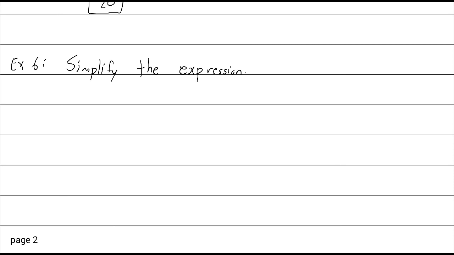Okay, so the word simplify means you're not going to substitute anything in. You are just going to try to write this as condensed as you possibly can. All right, so we need to talk a little bit about combining like terms and what constitutes a like term.